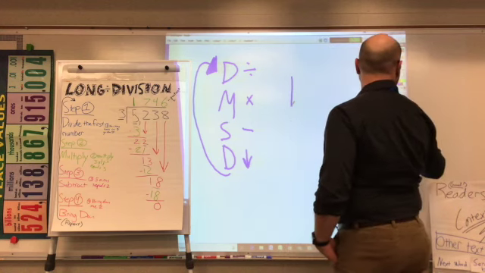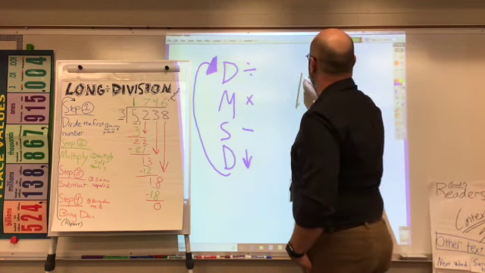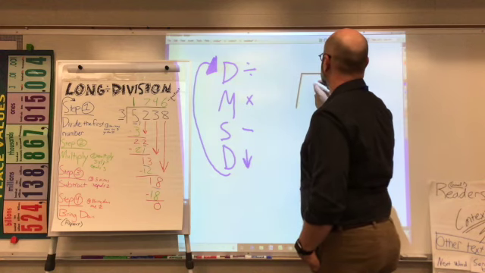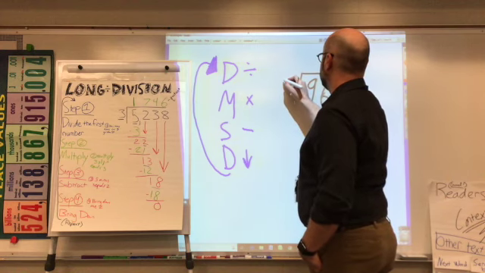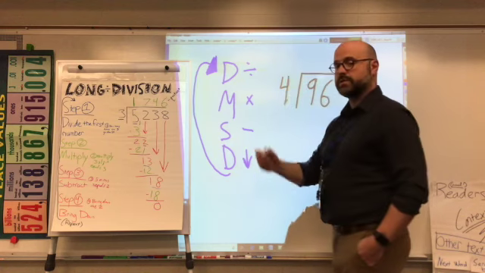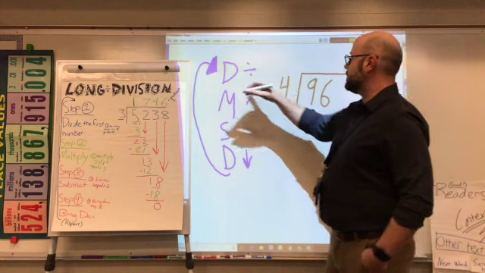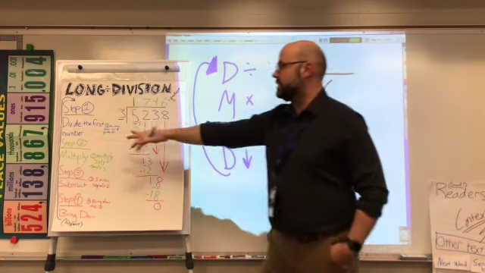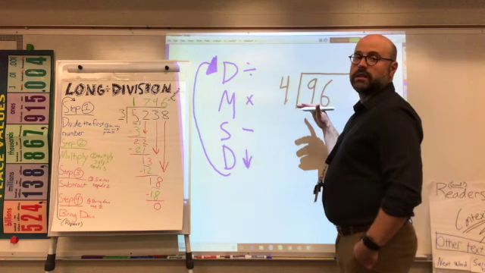Make sure I'm black so you guys can see it. Let's look at 96 divided by 4. Might as well just keep the 4 train rolling. Okay, so our first step, divide. Divide the first number. How many times can 4 go into 9?